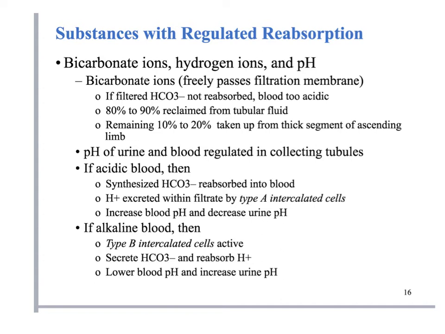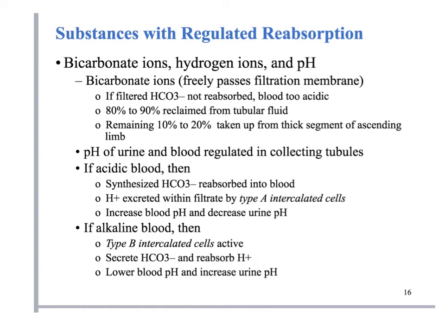Understand? Conversely, if blood is basic, above 7.45, what do I want to do? Do I want to reabsorb bicarbonate ions? Or what ions do I want to reabsorb in order to bring the pH back down into the 7.4 range? We're going to reabsorb hydrogen ions. So here, if blood is alkaline, we're going to secrete the bicarbonate ions, eliminate them in the form of waste, but reabsorb hydrogen ions to bring the blood back down to the 7.4 ideal pH.